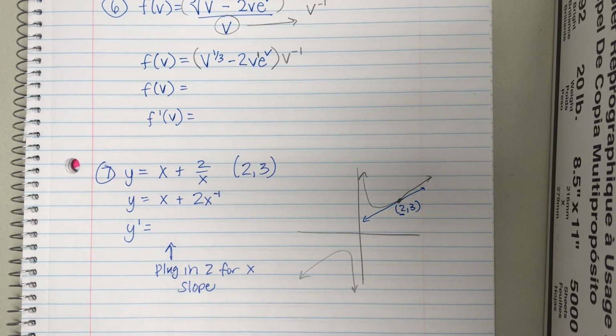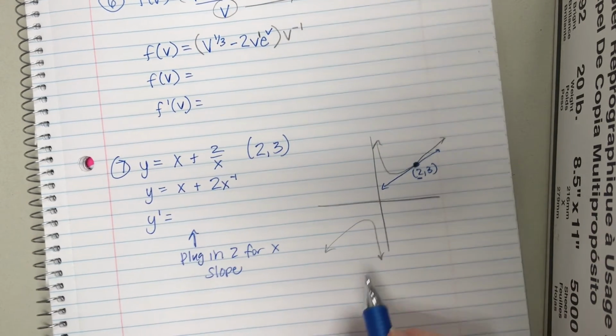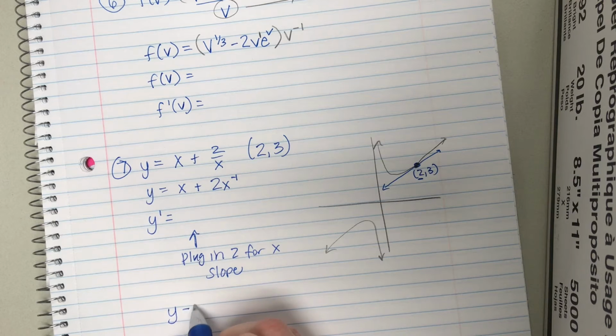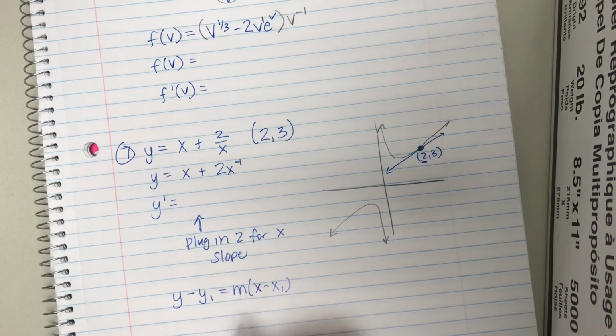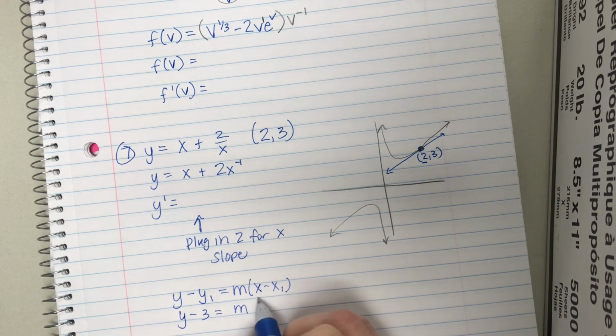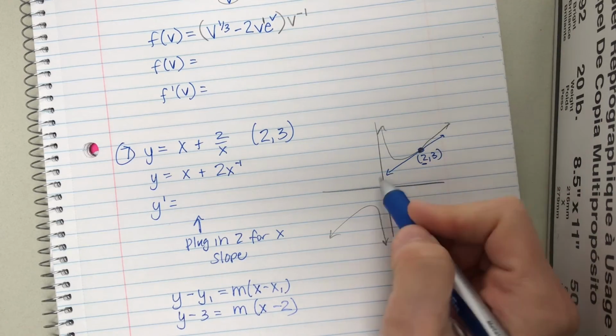Once you know your slope, and you know a point, you should be able to do the point slope form, which is y minus y1 equals the slope times x minus x1, and you're going to plug in the coordinate (2, 3). So it'll be y minus 3 equals whatever your slope number is, times x minus 2, and then you're going to have the equation of this line.